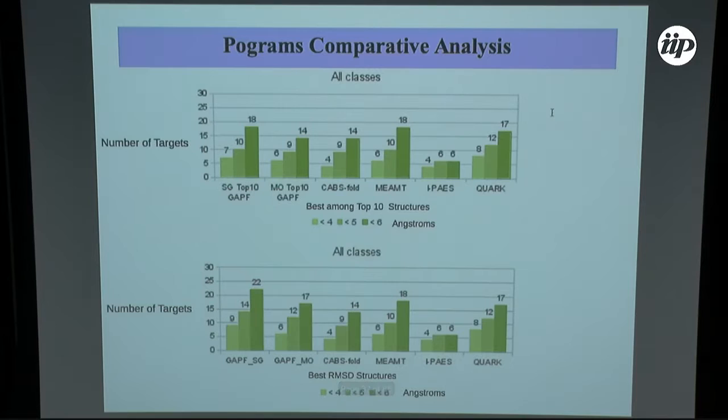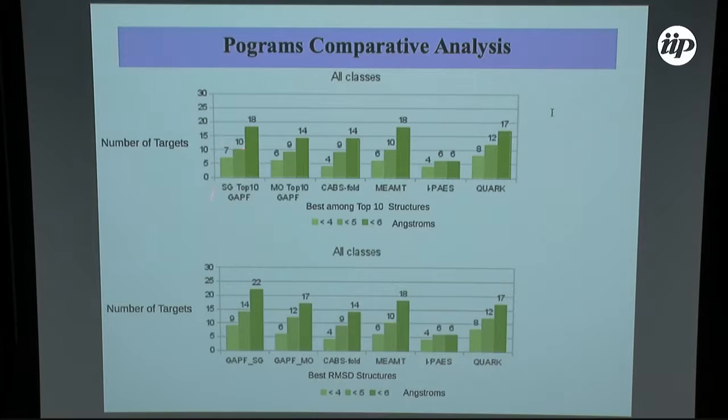And when we observe the number of proteins with, for example, the best model with less than 4 angstroms, we see that Quark and the single objective GAPF strategy have similar results. And it's a very good result because we have an ab initio strategy against a de novo strategy.